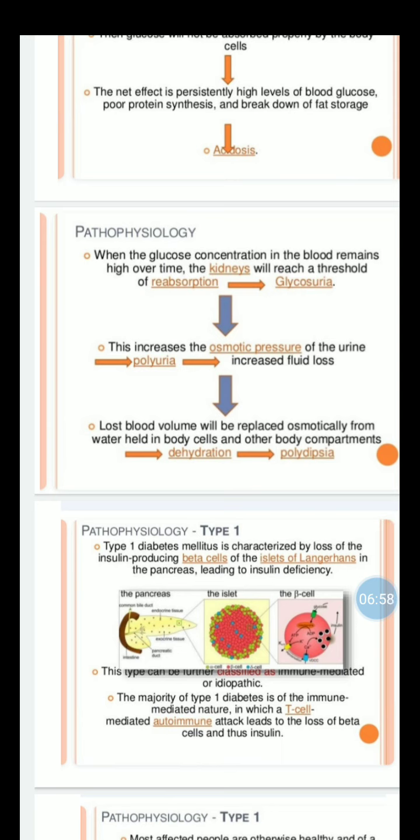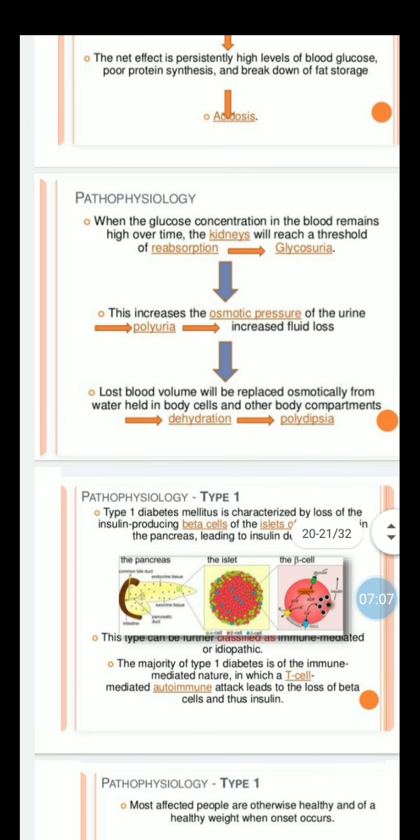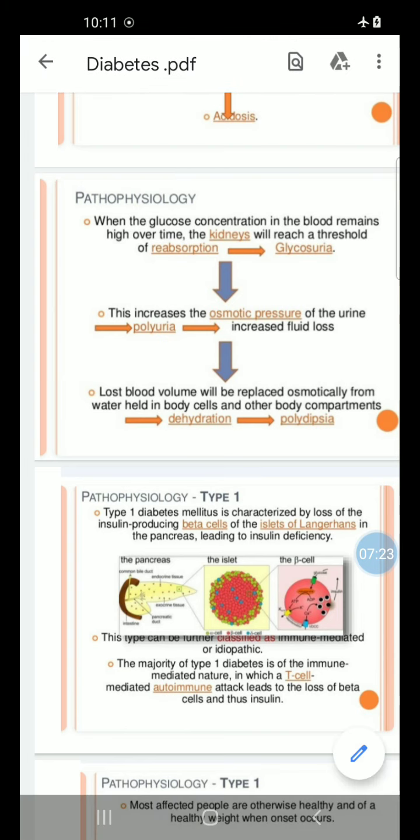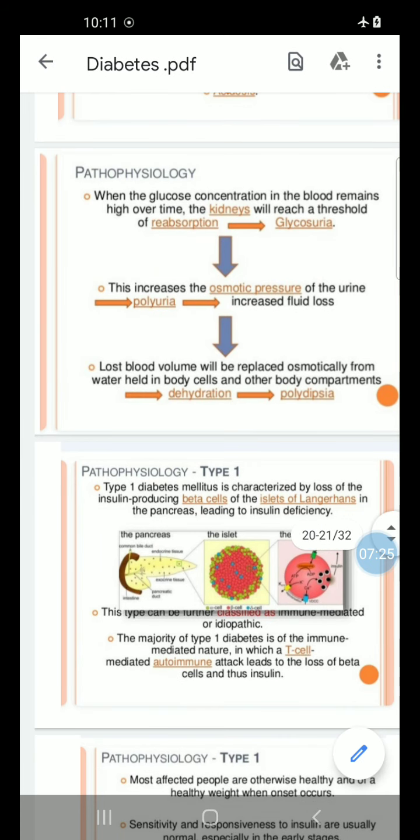Due to this increase, the osmotic pressure of the urine rises, which causes polyuria. Due to this increased fluid loss, the lost blood volume will be replaced osmotically from water held in the body cells and also other body compartments. Due to this dehydration and loss, there is polydipsia. I already told you the meaning of this.